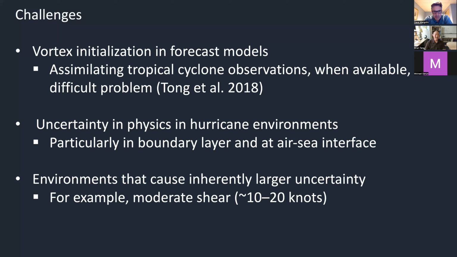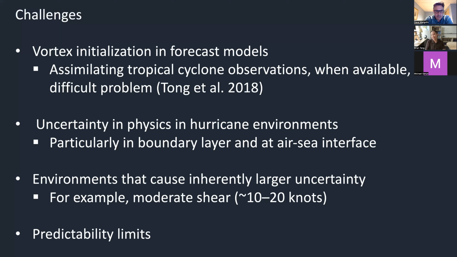And environments that cause inherently large uncertainty. For example, one environment that I'm really interested in is moderate shear, where the shear between the lower to middle troposphere and the upper troposphere around the tropical cyclone is in a range of about 10 to 20 knots. This can cause weakening to rapid intensification. We observe a range of behaviors, and environments like this where there's a lot of sensitivity pose problems for numerical models to predict intensity well.